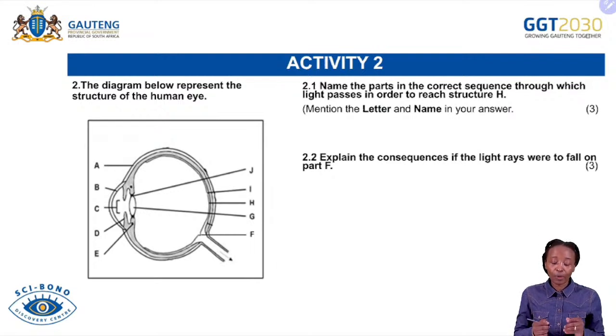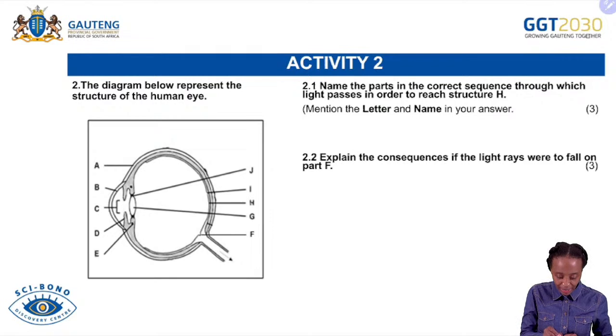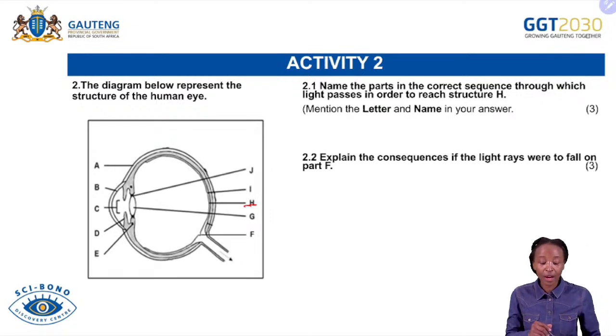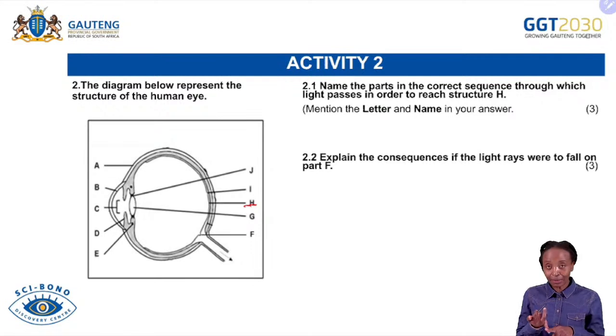So the first question says, name the parts in the correct sequence through which the light passes in order to reach structure H. So what is structure H? First, we need to identify what structure H is. There is H, and it is pointing at the inner layer of the eye, and H, according to this diagram, is the retina. So the question says we must mention the letter and the name for the different parts through which the light passes until it gets to H, for 3 marks.